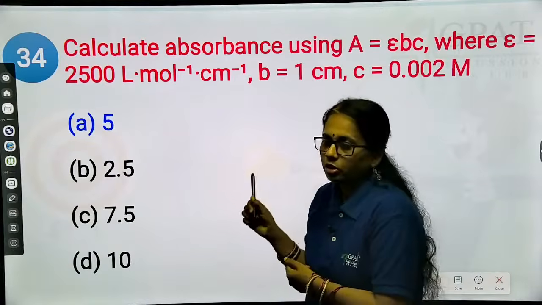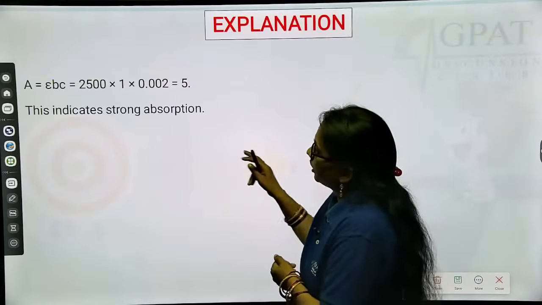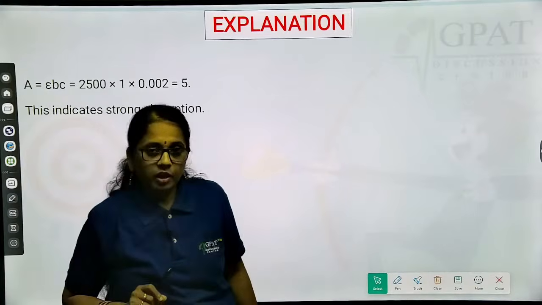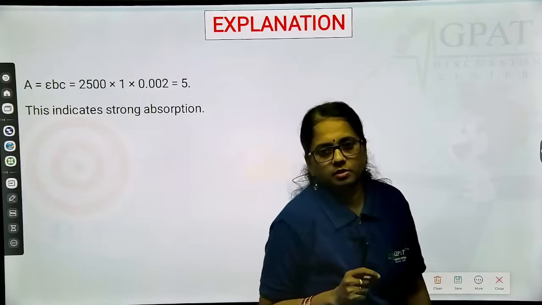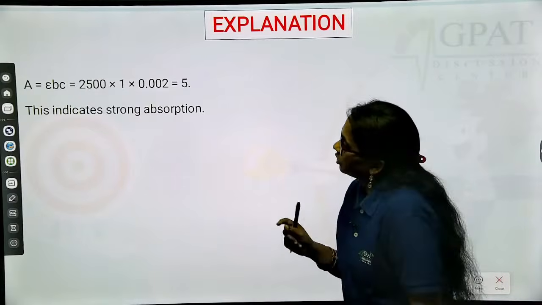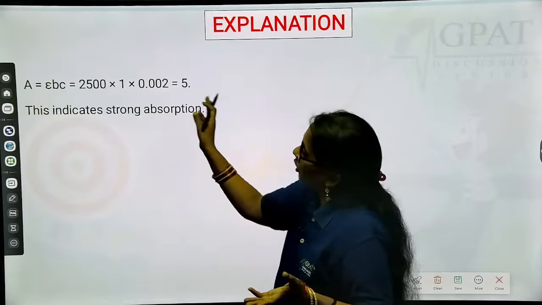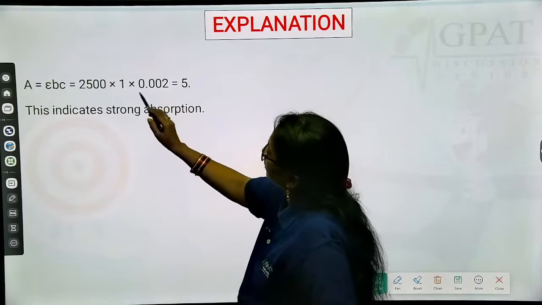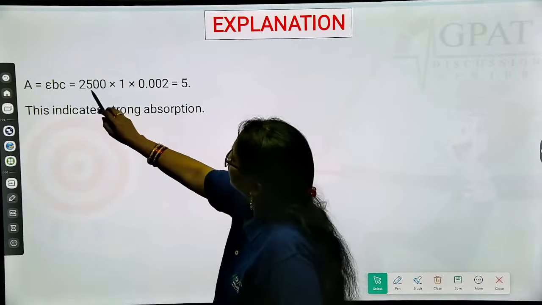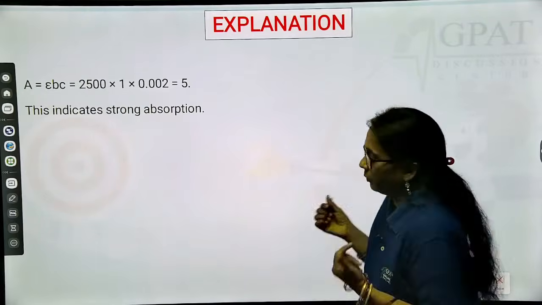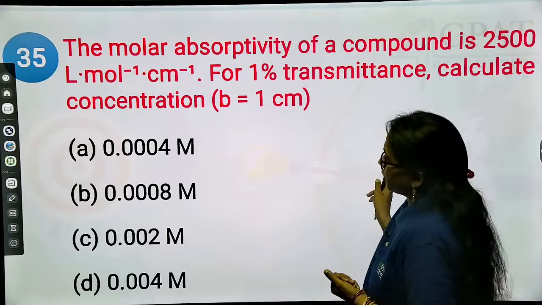Okay. So, if you observe A equal to epsilon into BC, this epsilon molar absorptivity, it also should be either molar or moles per liter. Okay. So, here you need not convert any figures, directly if you multiply this one, okay. So, 1, 2, 3, 1, 2, 3. So, 2.5 into 2, definitely it will become 5. Very easy question this is.